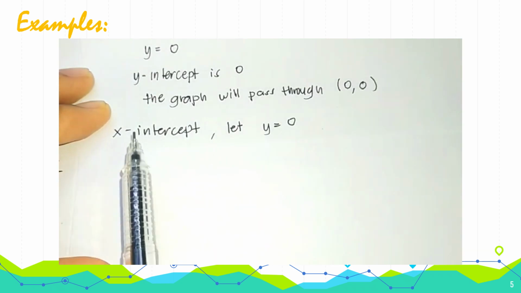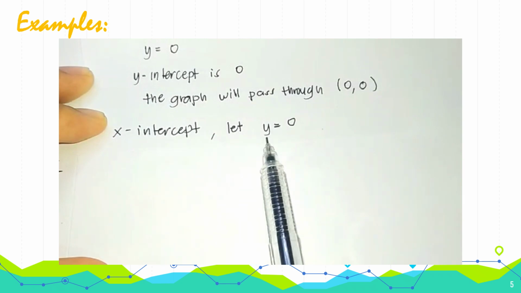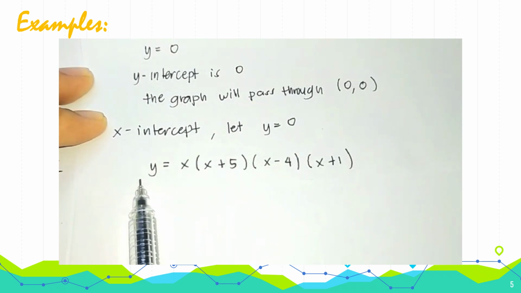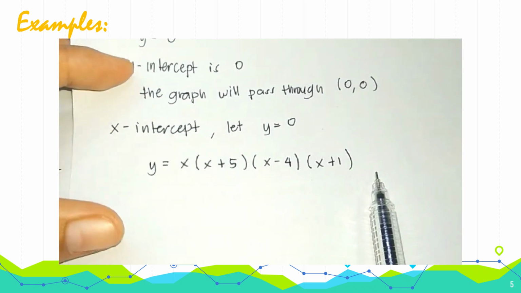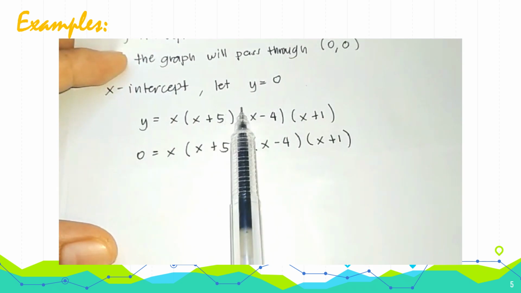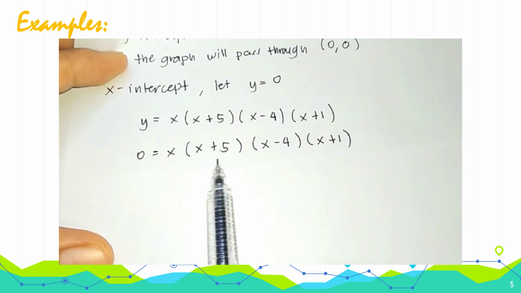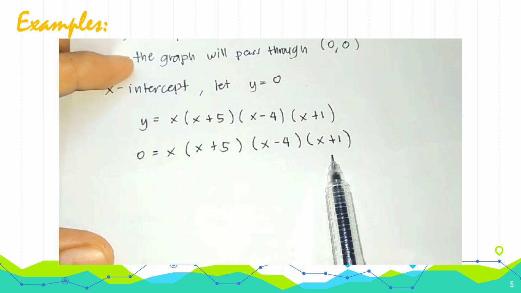Next, let's also find its x-intercept. Let y be equal to 0. If this is the given equation or the polynomial, we let y be 0. So we write it as 0 is equal to x times the quantity x plus 5, x minus 4, and x plus 1.